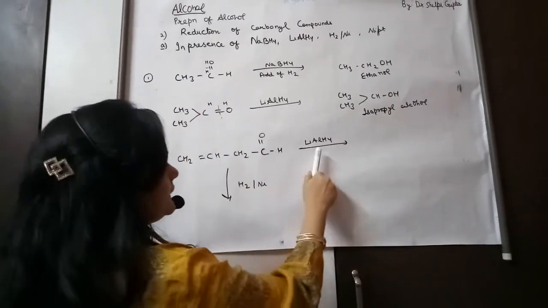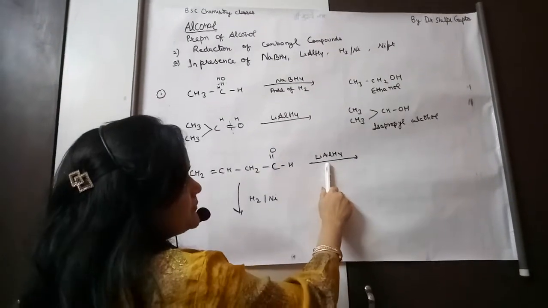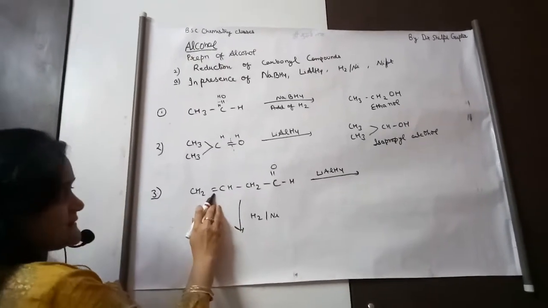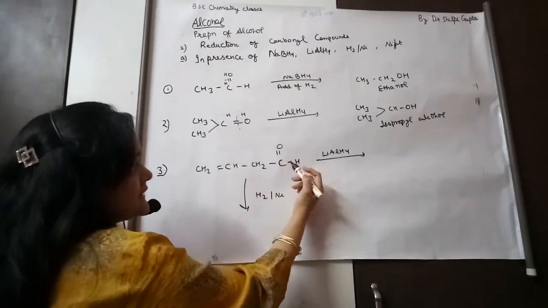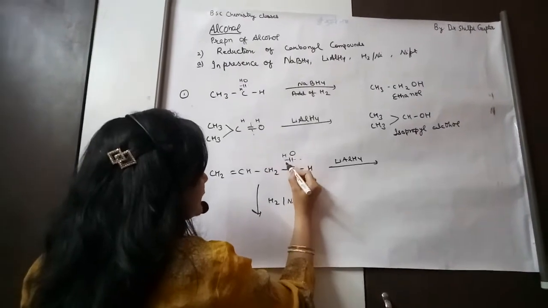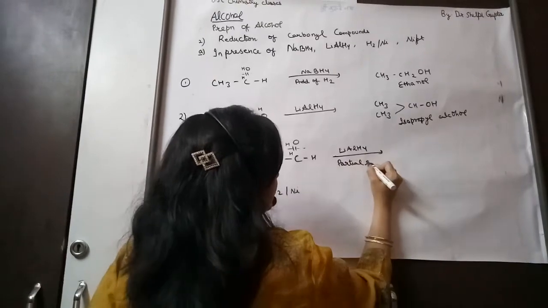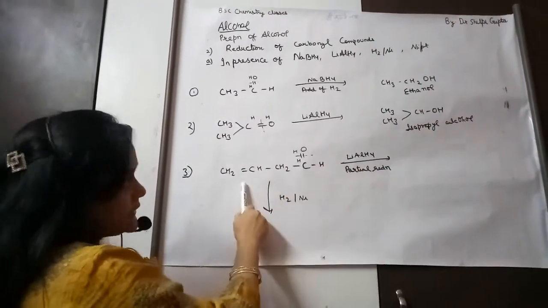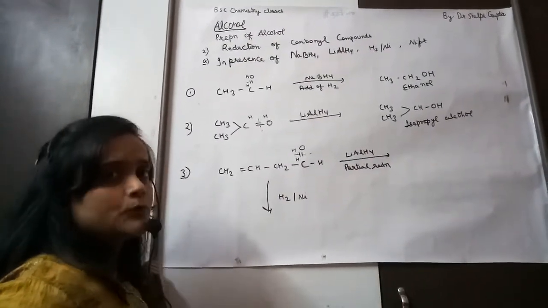Now what will happen if the reaction continues with lithium aluminium hydride? This has the property to attack only the carbonyl group. It will not attack at this double bond. It will attack on this double bond, means it will attack only on the carbonyl group. So again, the addition of hydrogen will happen. This is known as partial reduction, because the reduction will not happen on both the double bonds. It will happen only on the carbonyl group in presence of lithium aluminium hydride.